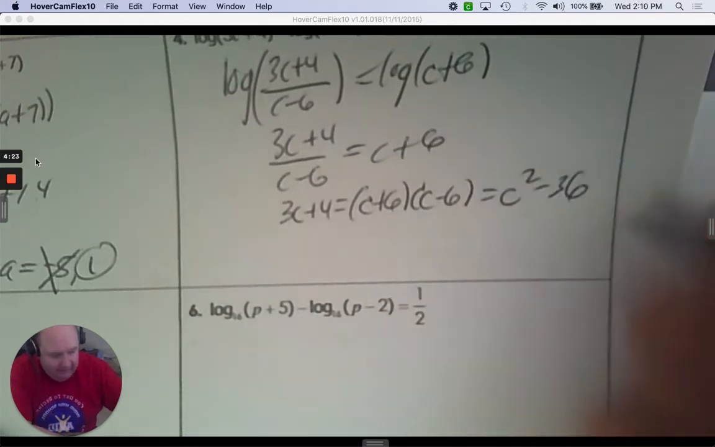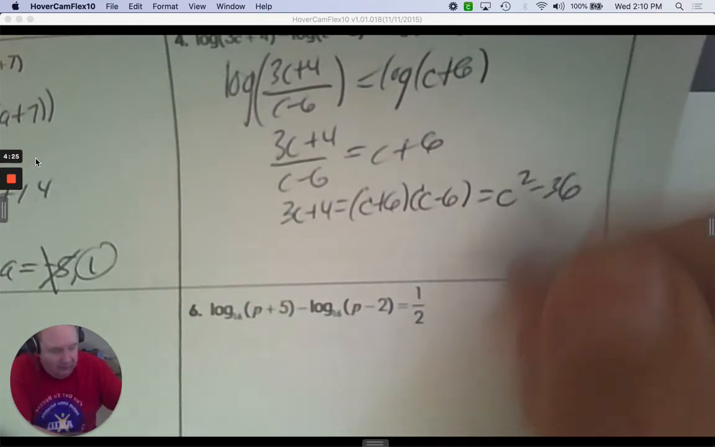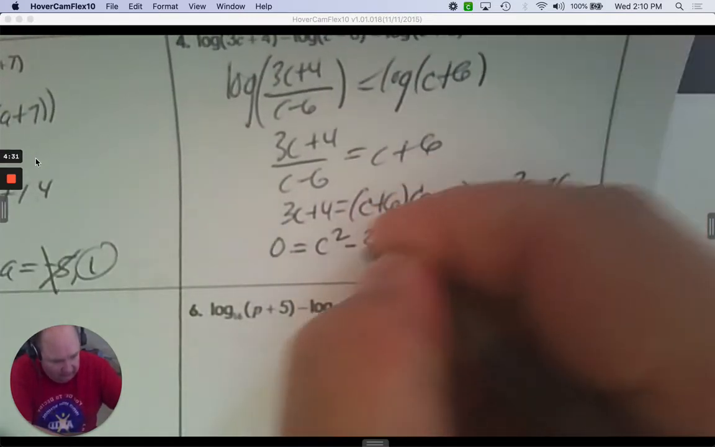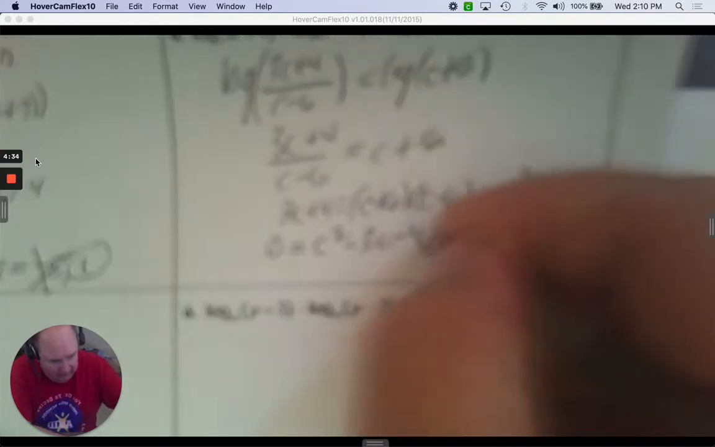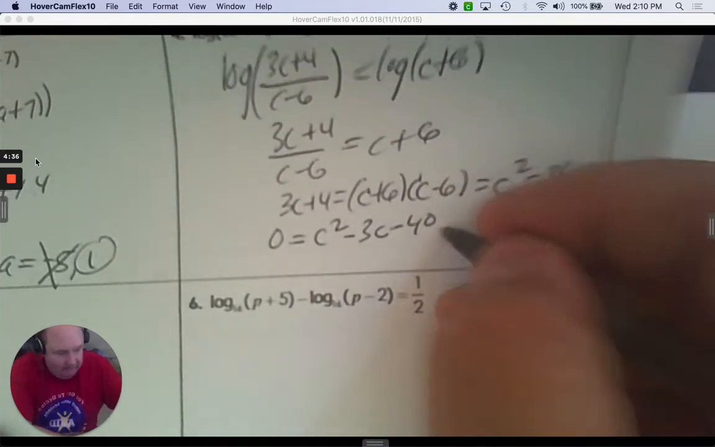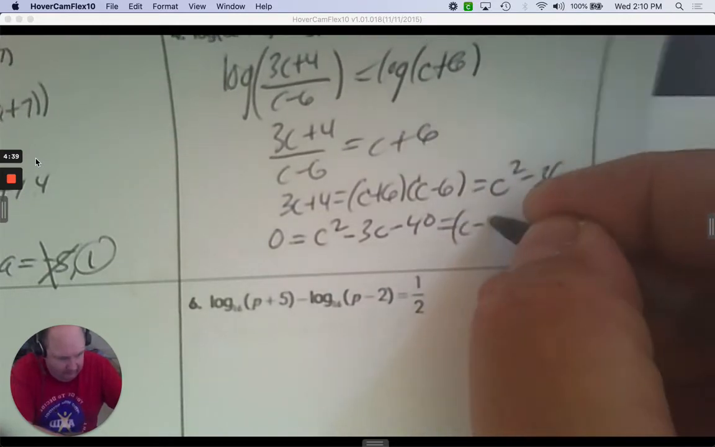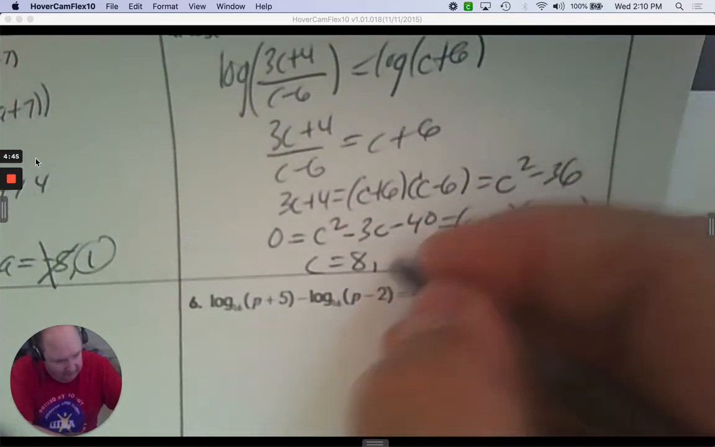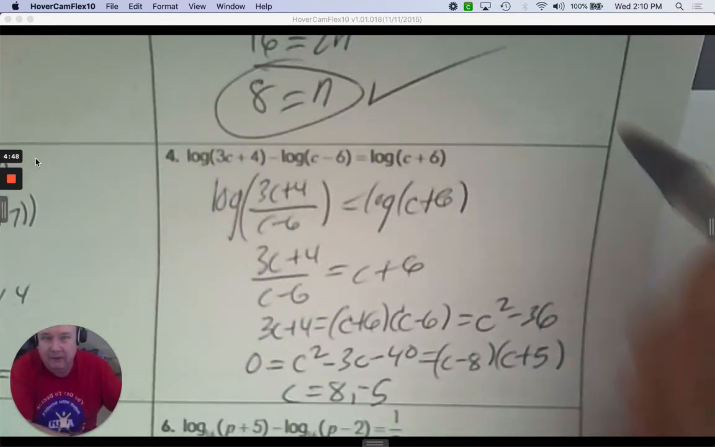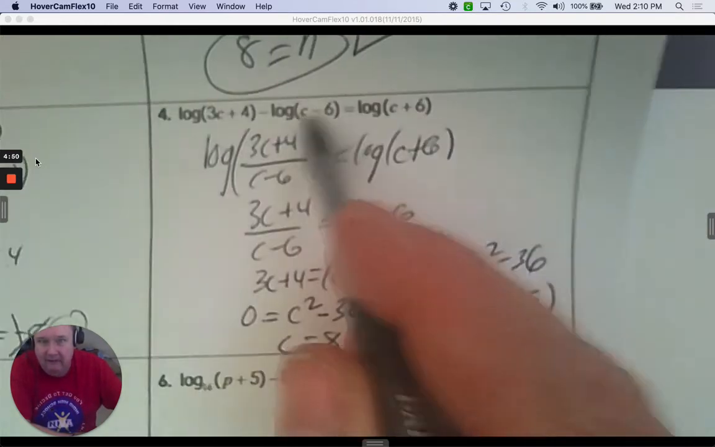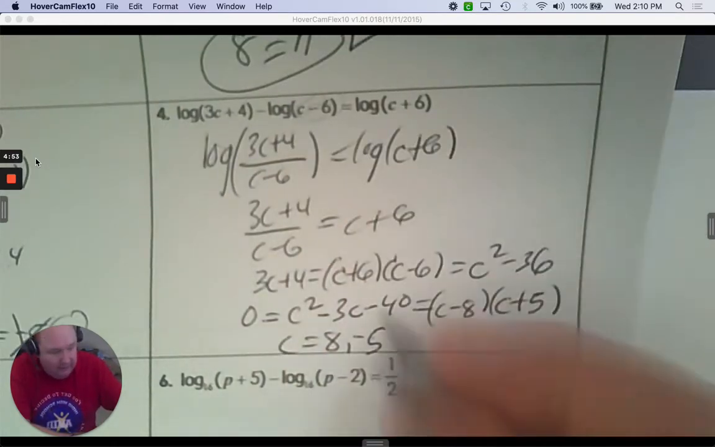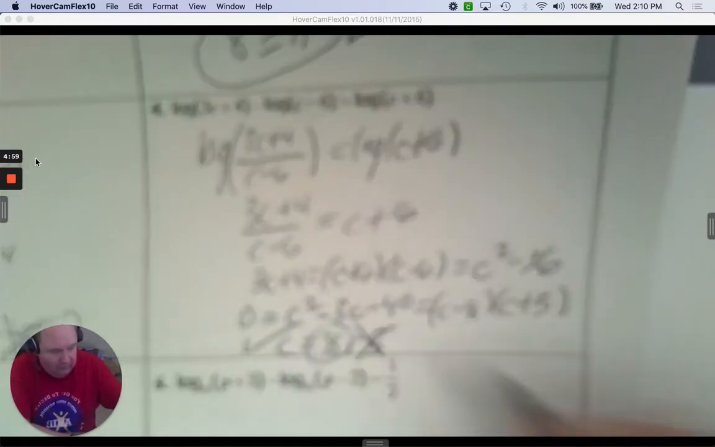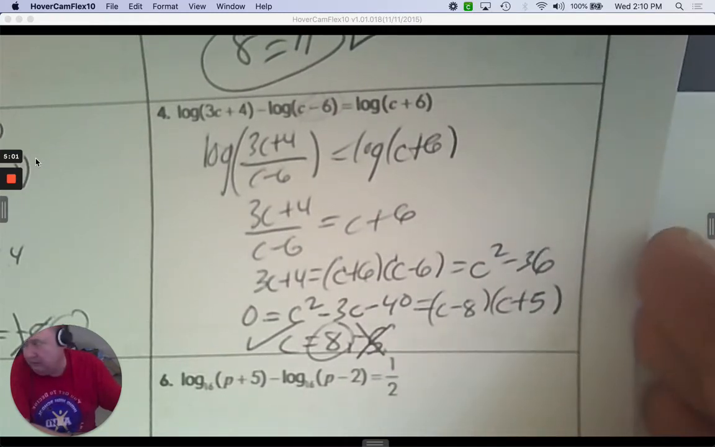So that's c squared subtract 36 when you multiply it out. Now it's a quadratic. So I want to keep the quadratic positive, but I want it equal to 0. So we have c squared. I'm going to subtract 3c, and then when I subtract 4, it'll be -40. I'm going to factor it. That's -8 and 5. So one solution is 8. The other solution is -5. Be careful that they both are good. Notice the -5 take away 6 gives you a negative number inside, so I'm going to cross it out. Positive 8 is good across the board, and there's one solution. This is called an extraneous solution, and we cross it out.